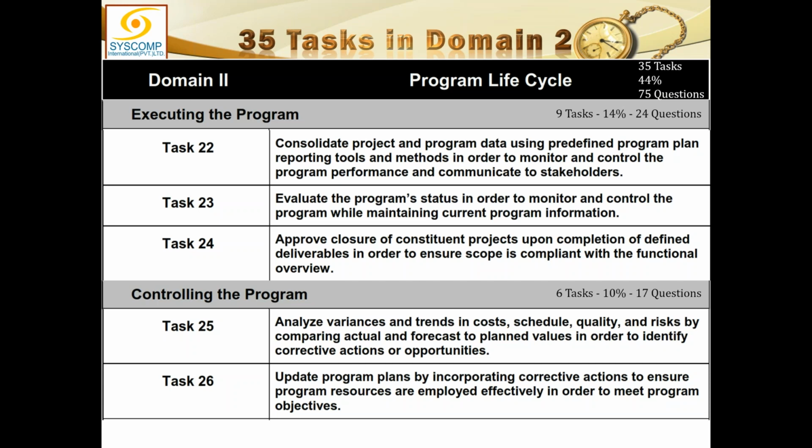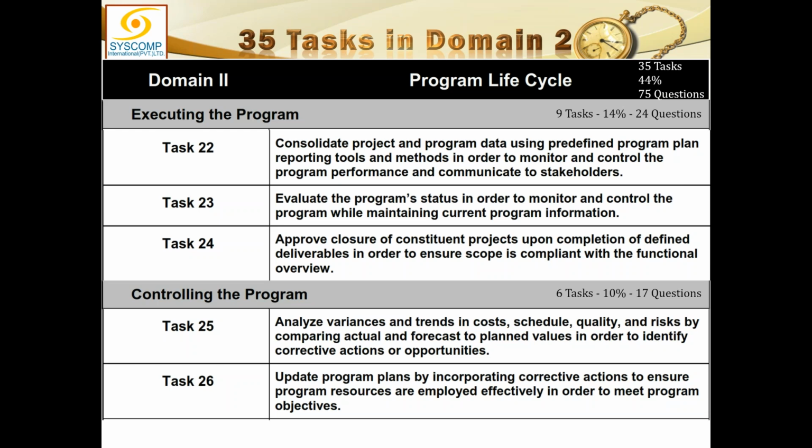Task 23: evaluate the program status in order to monitor and control the program while maintaining current program information. I think the tasks we have here in execution are much simpler than the earlier tasks we had in strategy and initiation. Maybe because we have understood a lot of things, and that's why these tasks are becoming easier to understand. Or maybe this is more like what we had been doing in project management.